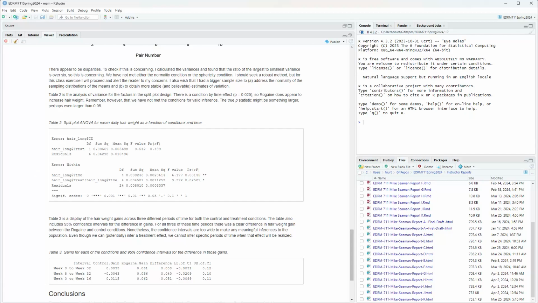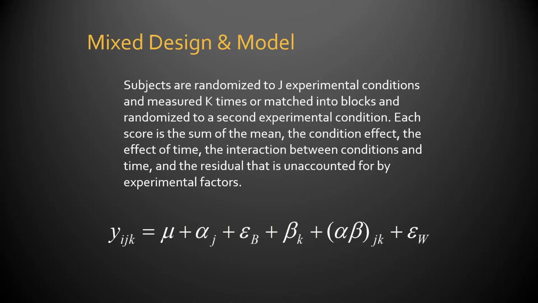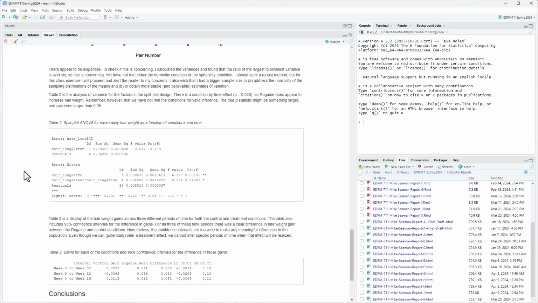So looking back at our model, alpha in this case would be whether they were in the Rogaine group or not Rogaine group. Beta would be the weeks. Alpha beta would be the interaction of the treatment condition, Rogaine or no Rogaine, with weeks, and that's what's primarily of interest. And then, as you saw, we had separate residuals, one for the between subject factor, one for the within subject factor, but that within subject factor is really the only one that we're going to use here.